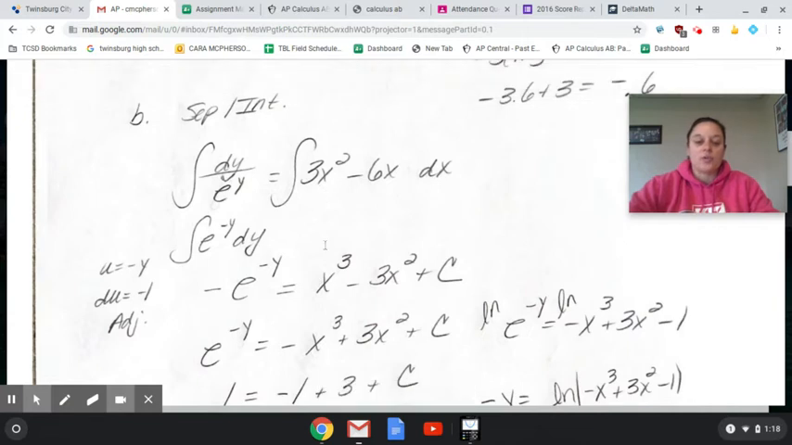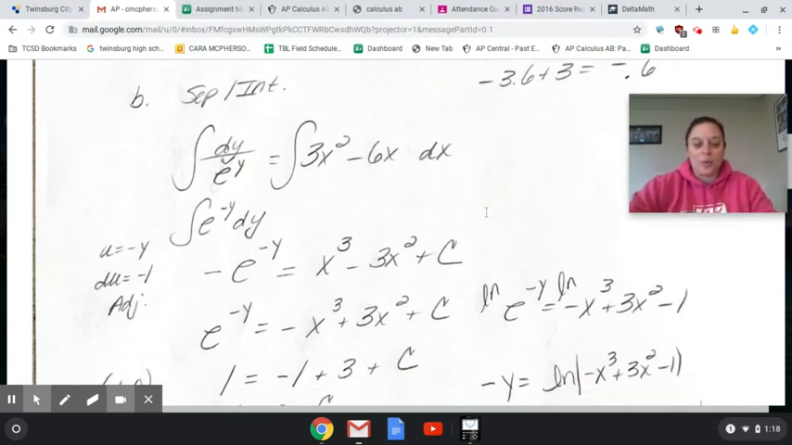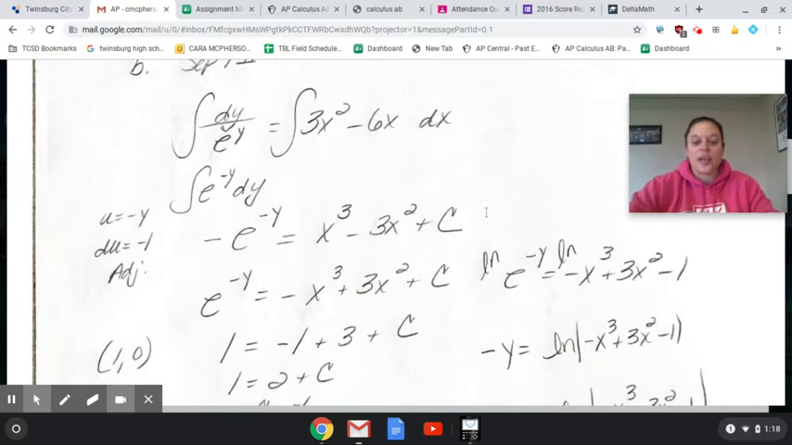It's all just power rules. Your integral will be x cubed minus 3x squared plus c. At this point, you can decide if you want to find c right away, or if you want to simplify. I kind of did a little bit of both. I simplified just a little bit, and then I went and found c.